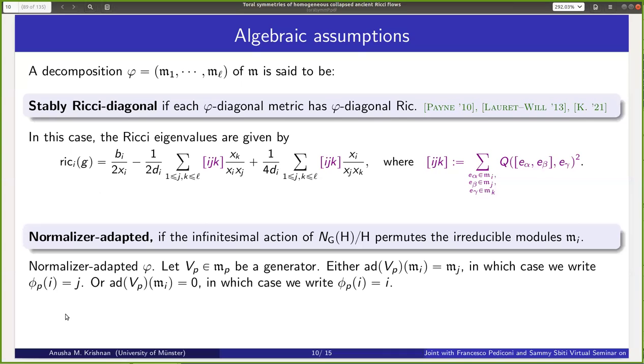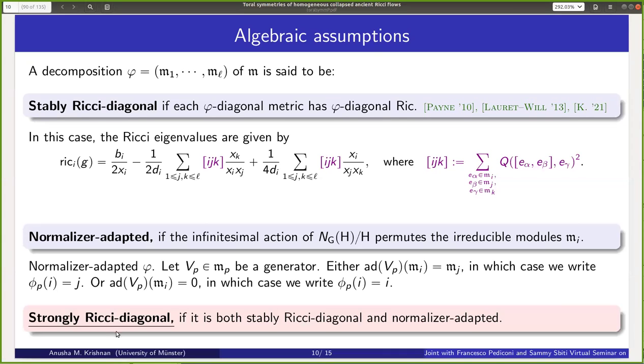The combination of both of these is what we need to assume. So we make the definition of strongly Ricci diagonal. We say that a decomposition is strongly Ricci diagonal if it satisfies both of these conditions: it is stably Ricci diagonal as well as normalizer adapted. So this is the algebraic assumption we need. And now I can state the main theorem.